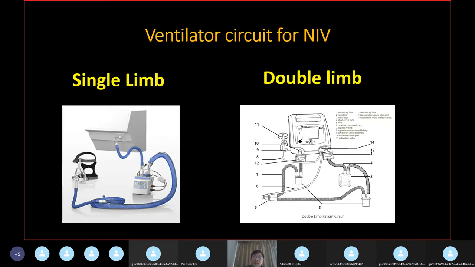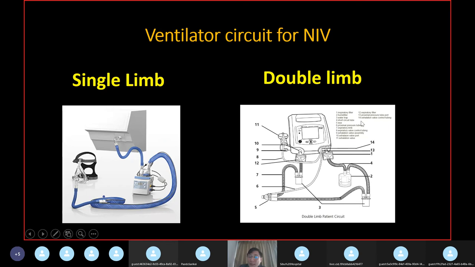So that's all in terms of the mask, the interface. Now let's look into the ventilator circuit. It's very important. One has to understand how the circuits differ, all right? Most of the dedicated NIV machines are all single limb, right? What I mean by single limb is that there's only one gas source coming from the machine, okay? And then it delivers to the patient, okay? So this is what we call a dedicated NIV machine. Most dedicated NIV machines use single limb.